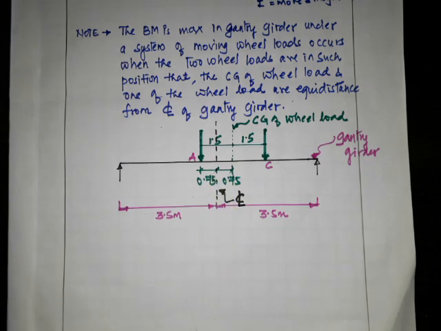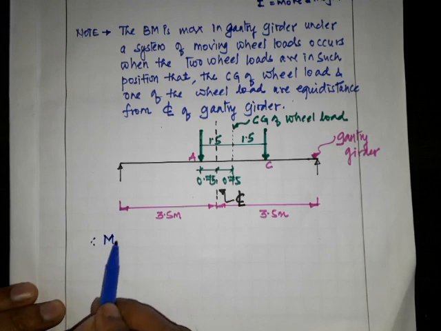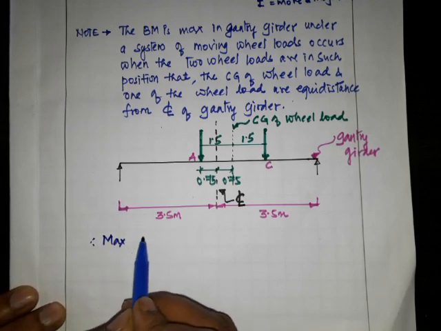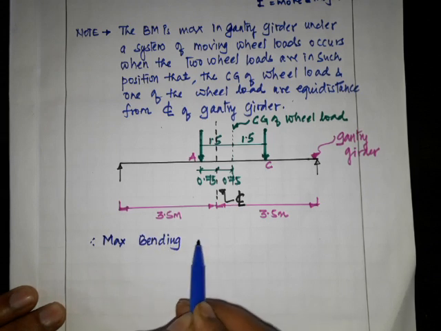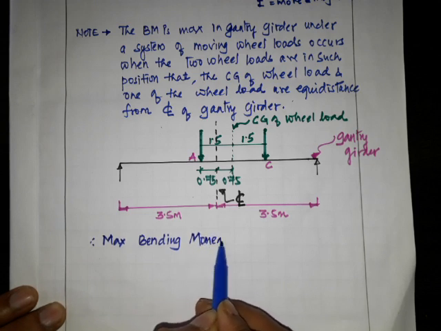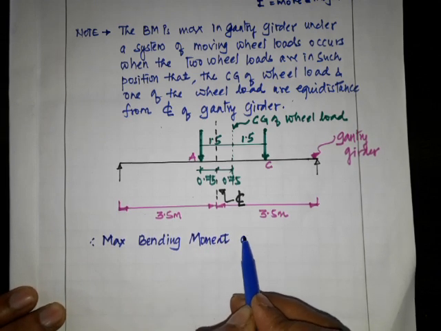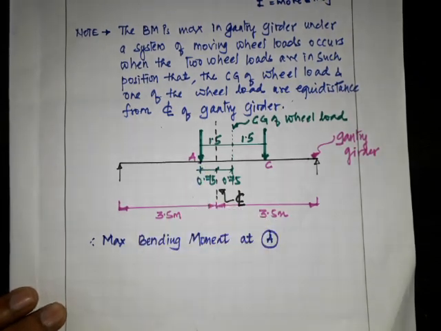Okay. So therefore, the maximum bending moment will be, so here now, therefore, maximum bending moment at, it will be A, that is here. Maximum bending moment will be at A.